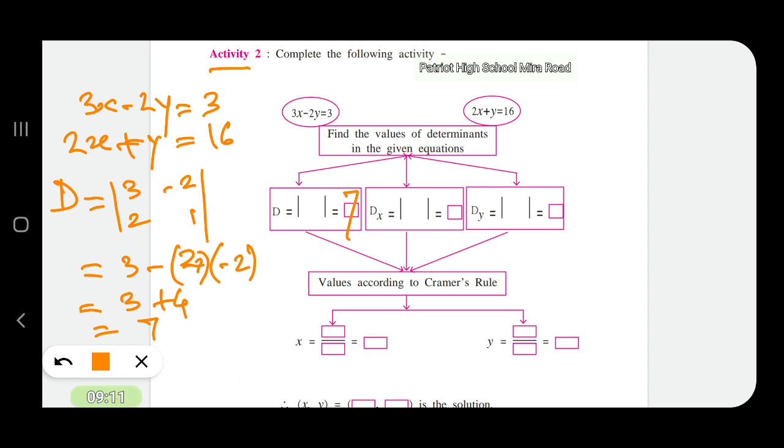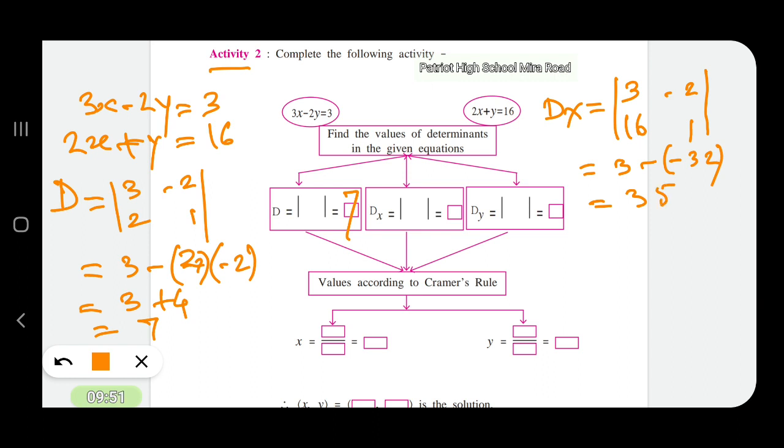Finding Dx. For x, we substitute the coefficients of x with the third column. So Dx will be equal to 3, 16, the third column, and the second column, minus 2, 1. So this is the determinant. And the value of the determinant is 3 minus of minus 32. So it will be 3 plus 32, 35. Dx will be 35.